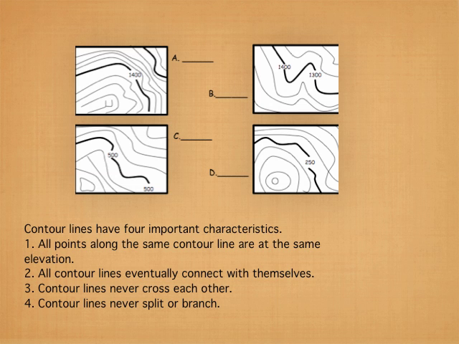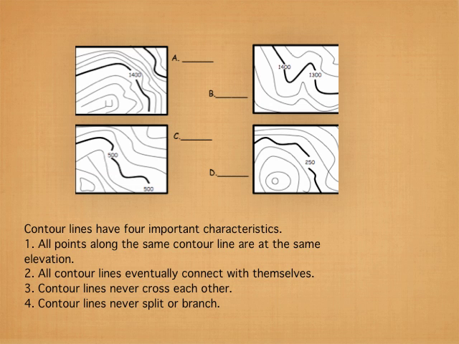Choice C, or letter C, has a problem kind of in the upper middle part on the left-hand side, and that matches up with number 3, that contour lines can never cross each other. They can't intersect each other because that's not how the land works. These are just laws and rules that go with topographic map creation.